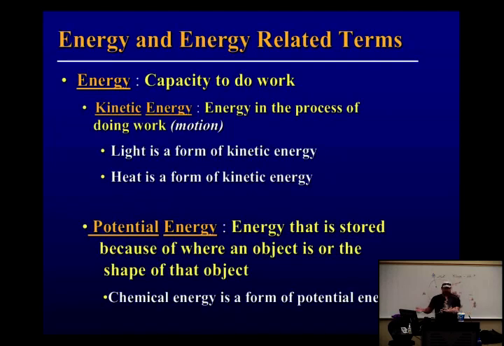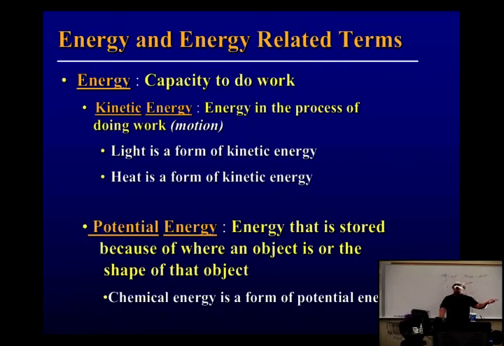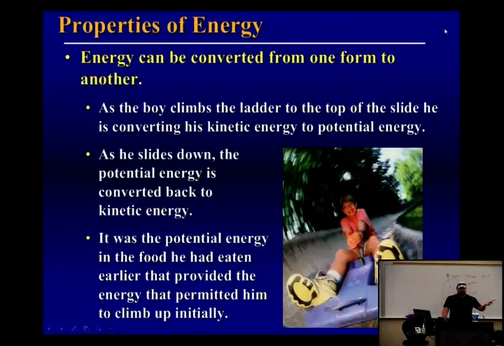In fact, you did it this morning, right? So you ate your cereal. What kind of energy is in the cereal? Potential. And then you walked into this room. So what kind of energy did that require? Kinetic. So you converted the potential energy in chemical bonds to the kinetic energy that allows your muscles to move so that you can come in here.